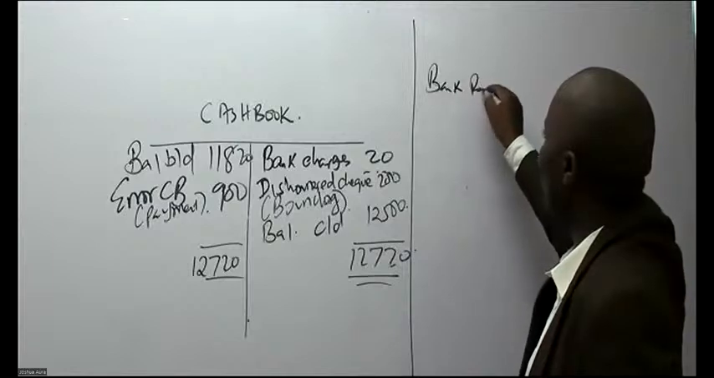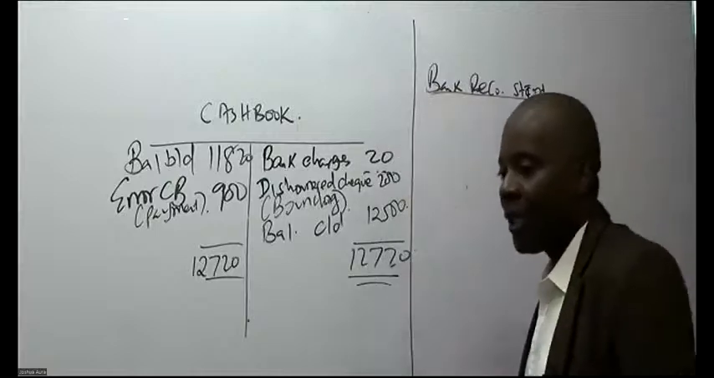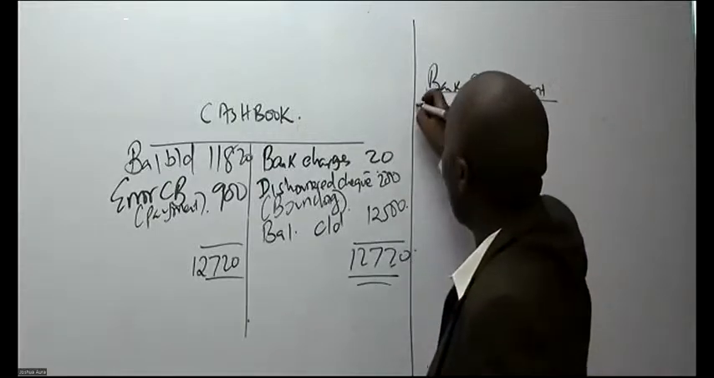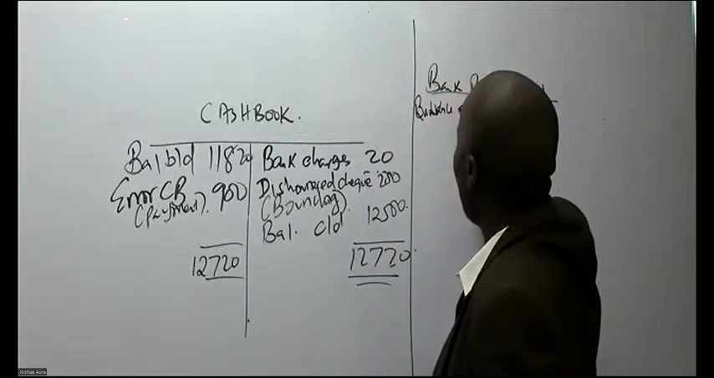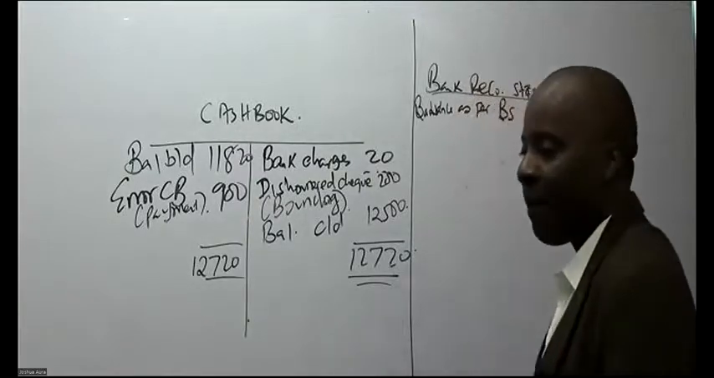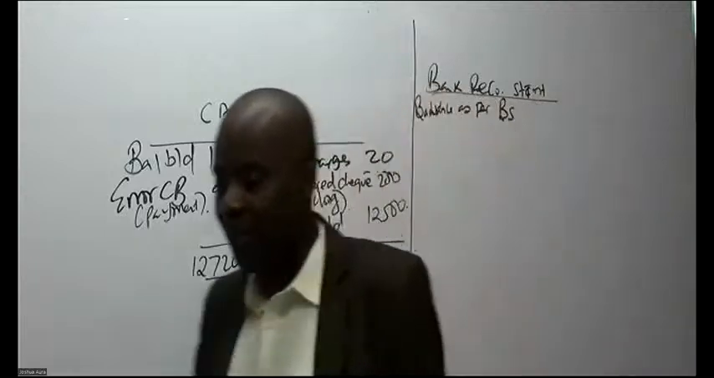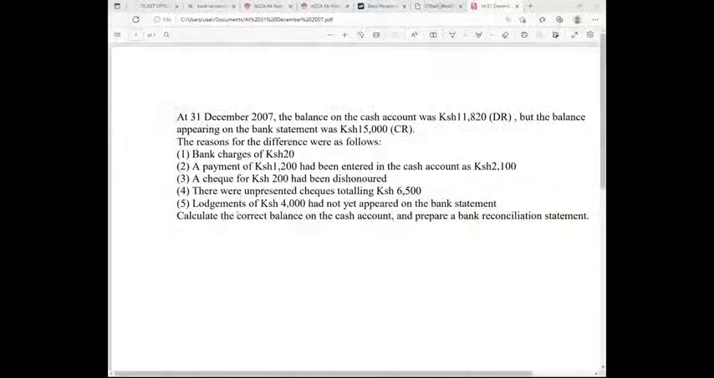So a bank reconciliation statement. This bank reconciliation always starts with the balance as per bank statement. So what do we have here as the balance as per bank statement? We were given a figure of 15,000. The balance appearing on the bank statement was 15,000. So in this case, appearing on the bank statement here is 15,000.